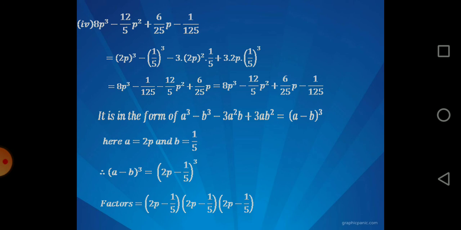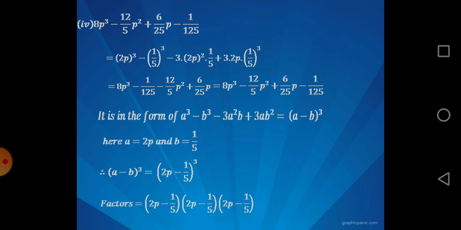Let us check for plus 3ab square. That is 3 into 2p into 1 by 5 whole square. Sorry children, here cube is printed. It should be square. 1 by 5 whole square. Don't write as cube in the second step. So this becomes 6 by 25p. Sorry, 6 by 25p. So this term is also there in the question.